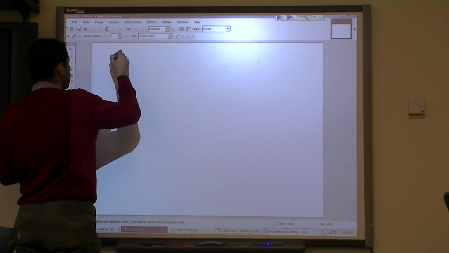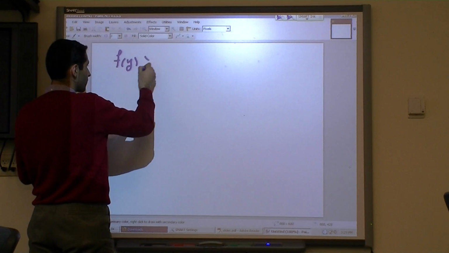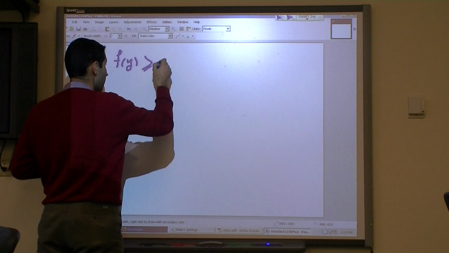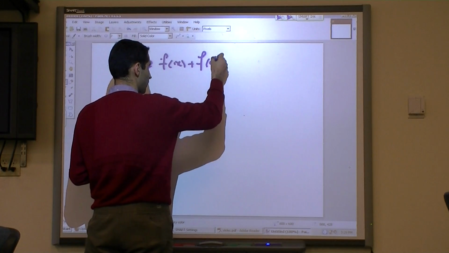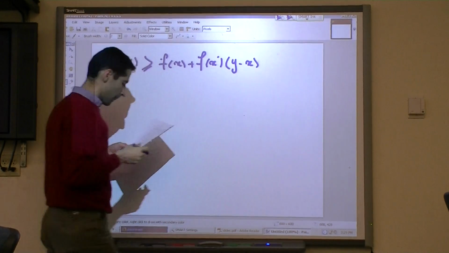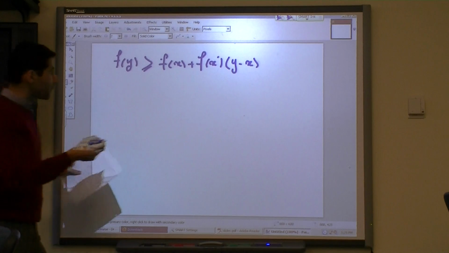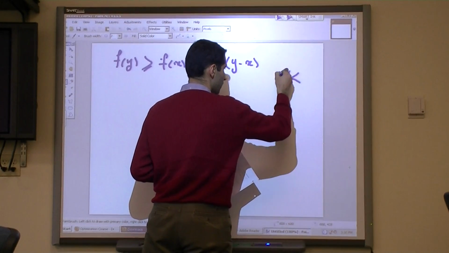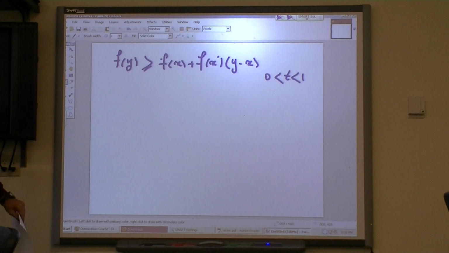Their definition says f(y) is bigger than or equal to f(x) plus the gradient of f at x times (y minus x). For a t between 0 and 1, this is y minus x, and the last sentence is f of x, y minus x.